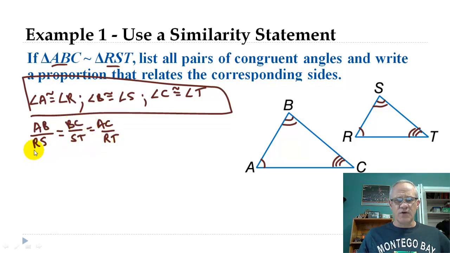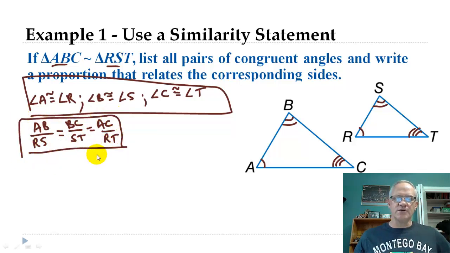So you can't just switch them around. If you put AB on top here, you can't put ST on top on this one. It has to be the same triangle on the top and the same triangle on the bottom. Now, if you switch all of them, you could do that. So if you started by saying RS over AB, then you would have to have ST over BC and RT over AC. You'd have to switch all of them, and that would be okay.